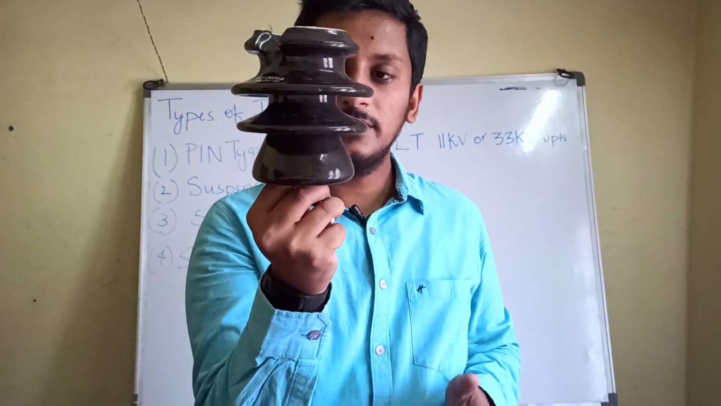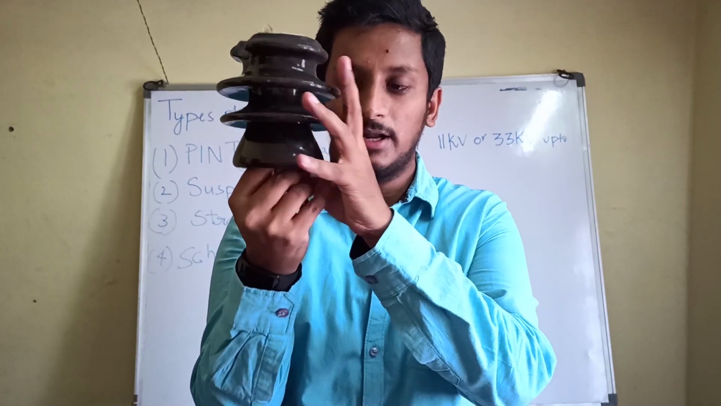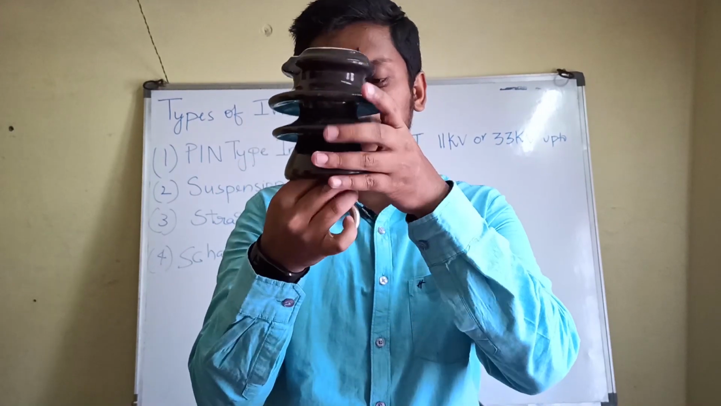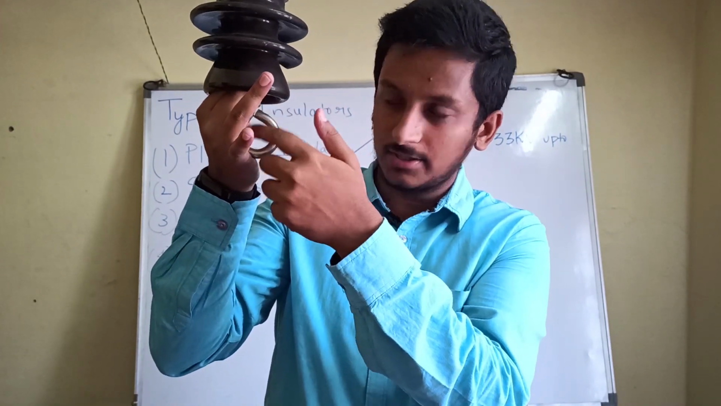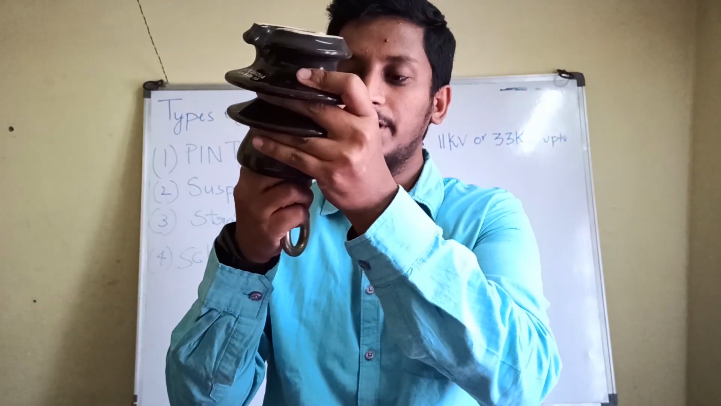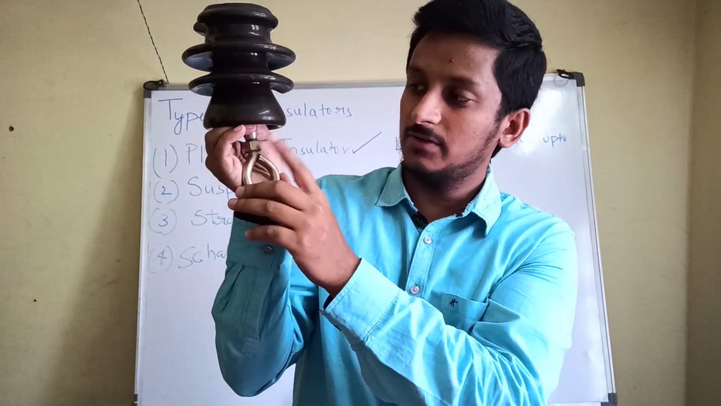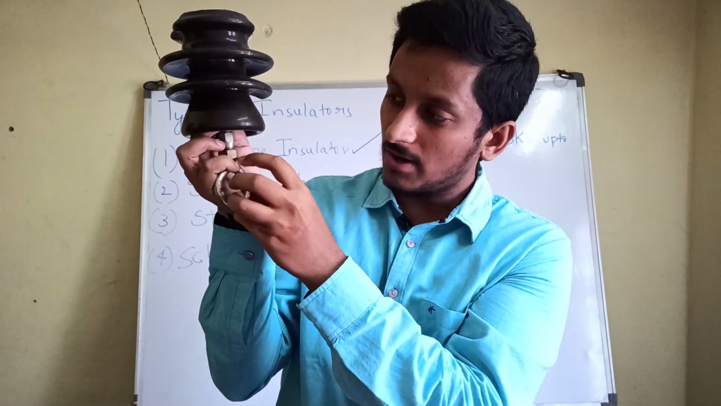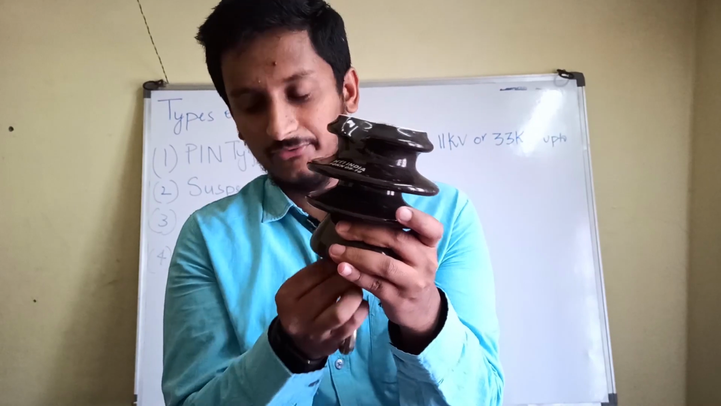Now they will take this insulator along with this galvanized steel pin and place it on the cross arm. They will fix it on the cross arm. On the cross arm you are going to find this kind of nut and bolt system where they will fix it. So I hope you have understood this part. This is the galvanized steel pin where you will fix it.